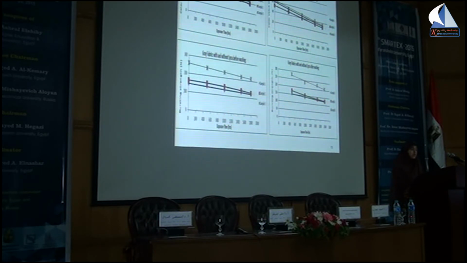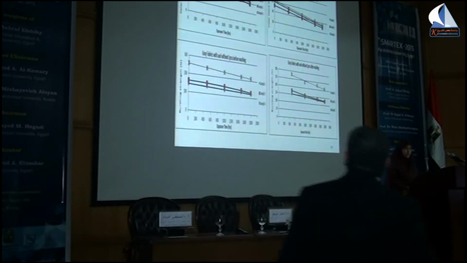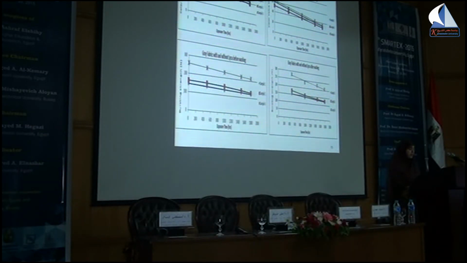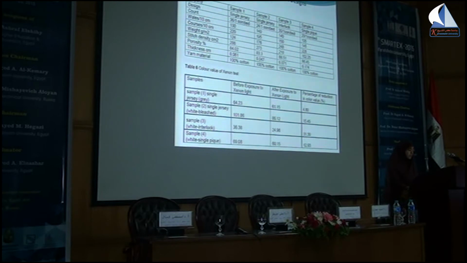The first 2 figures show the effect of exposure time on color value before and after washing, and the second 2 figures show the effect of exposure time on the bursting strength of the fabric. We can see that fabric sample 3 has higher color value and bursting strength because of the presence of lycra yarn in it. Group 3 is bleached cotton fabric, of different designs.